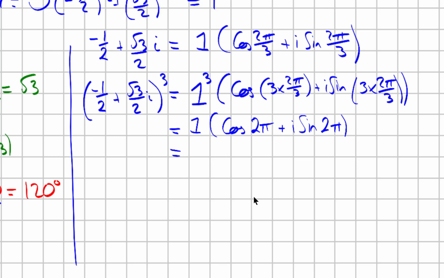So now to convert that back to rectangular form, that's going to be 1 bracket, so the cos of 2 pi is 1 plus i times, and the sine of 2 pi is 0. So that's just going to be 1 plus 0 i.